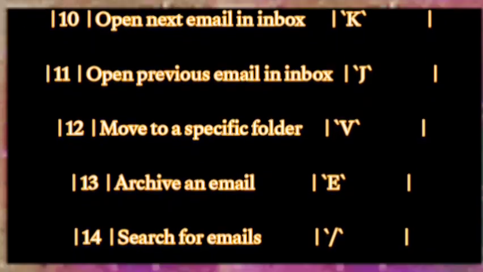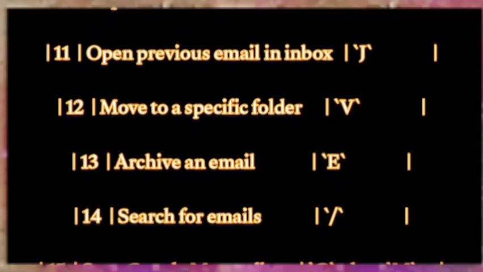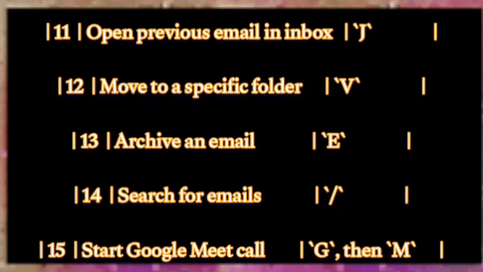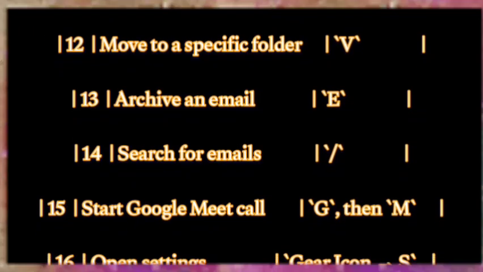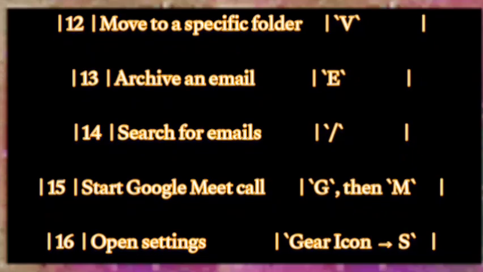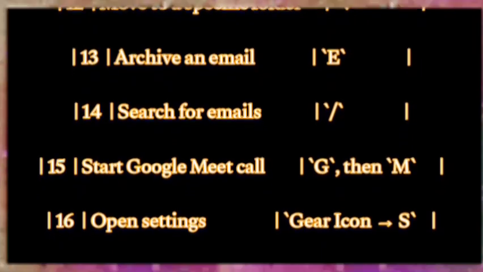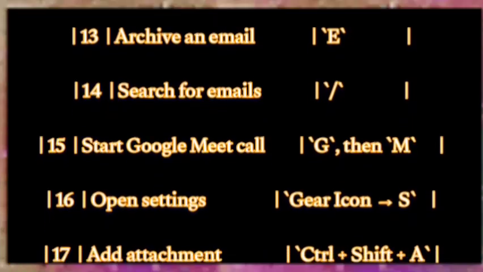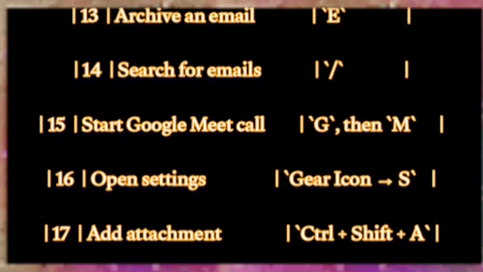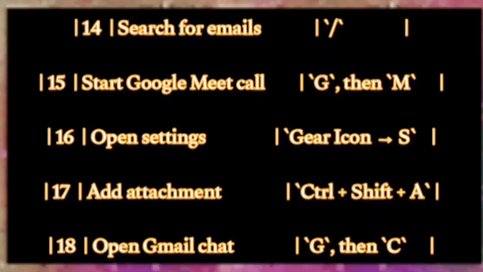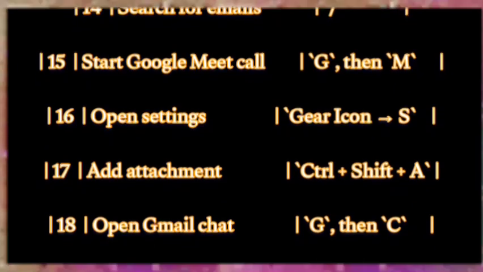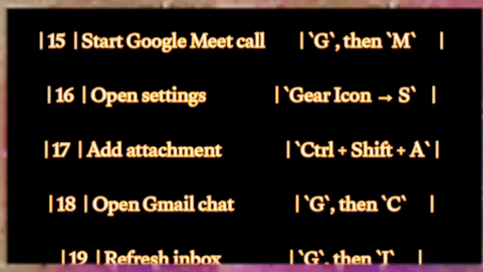Search for emails: /. Start Google Meet call: G then M. Open settings gear icon: G then S. Add attachments: Ctrl+Shift+A. Open Gmail chat: G then C.